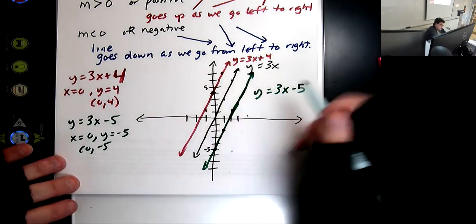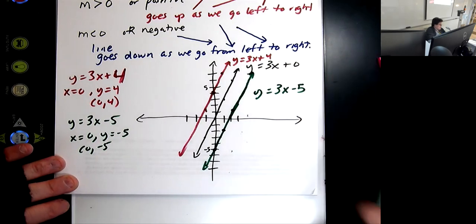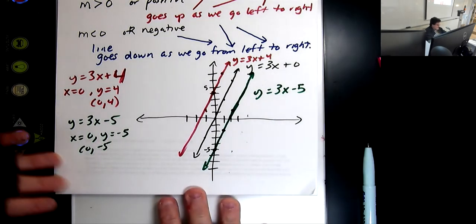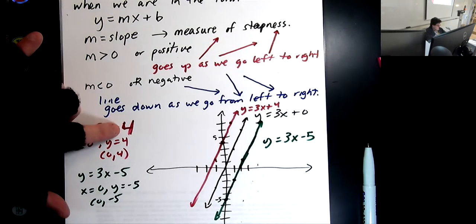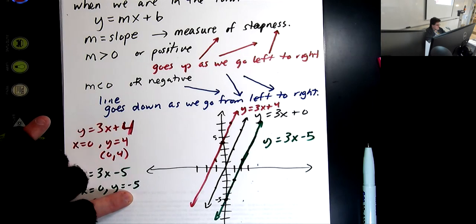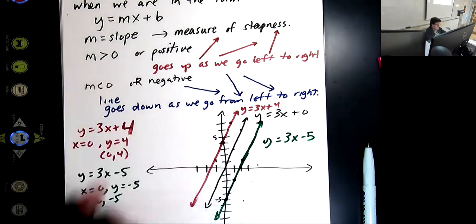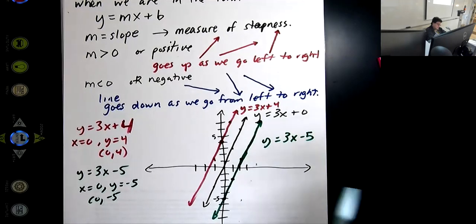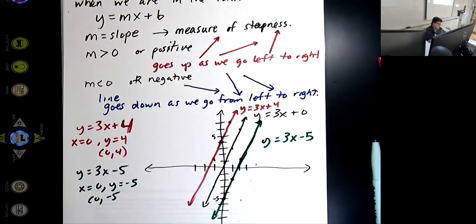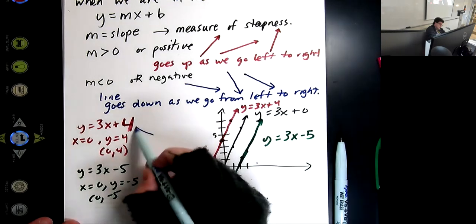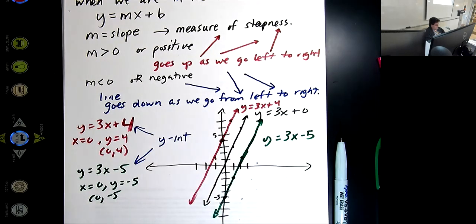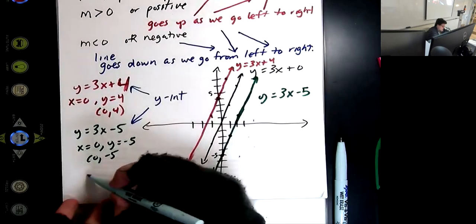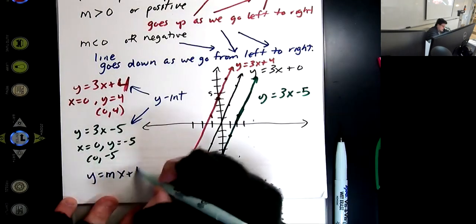If I call this y equals 3x plus 0, it's a little clearer to see that when I am in this form, y equals mx plus b, the number at the end is where it crosses the y-axis. That's my y-intercept. So y equals mx plus b is called the slope-intercept form of the equation.